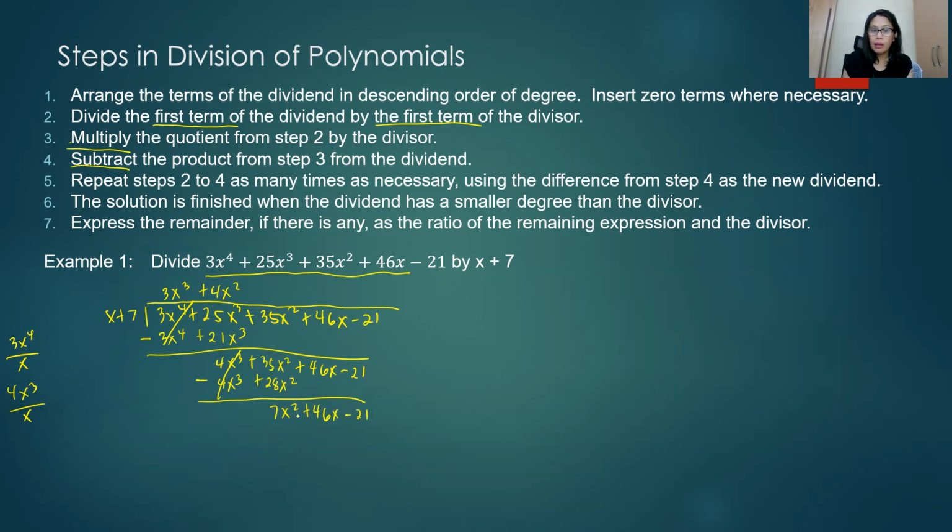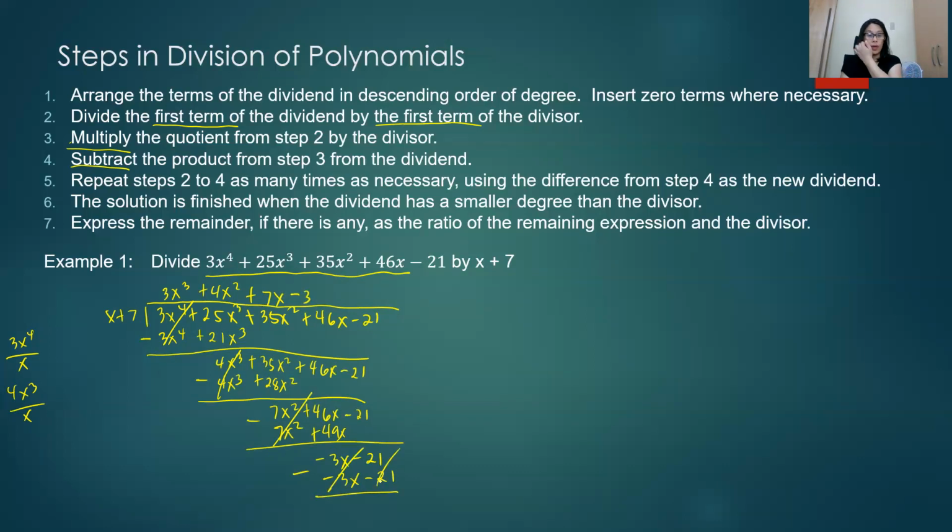Then divide again 7x squared by x. So we have 7x here, multiply 7x to both terms of the divisor. So we have 7x times x, we got 7x squared. And then 7x times 7, we got 49x. And then perform subtraction. So we have negative 3x here, bring down negative 21. And then negative 3x divided by x is negative 3. And then negative 3 times x, we have negative 3x. Then we have negative 21 when negative 3 is multiplied to 7. Subtraction, everything is canceled here.